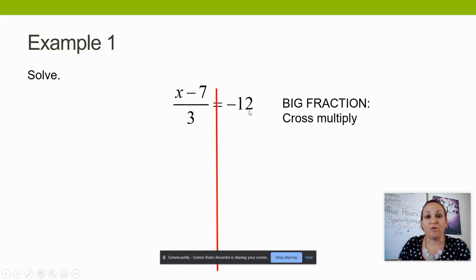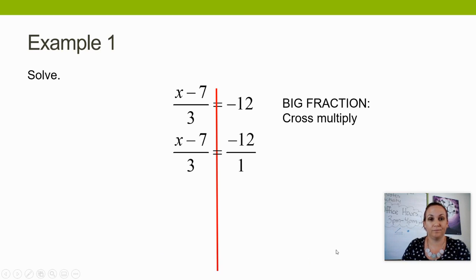Before I cross multiply, it's very important that both sides of the equal sign are a fraction. So the left side is already one big fraction. I just need to make the right side a fraction, and I can do that by putting it over 1. Now I can do cross multiplication. We practiced this earlier in the week.